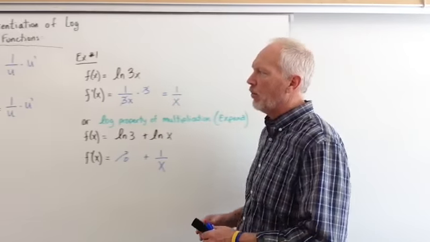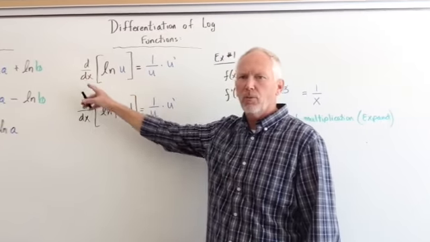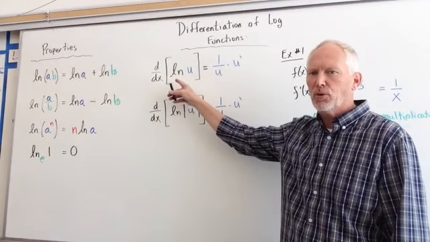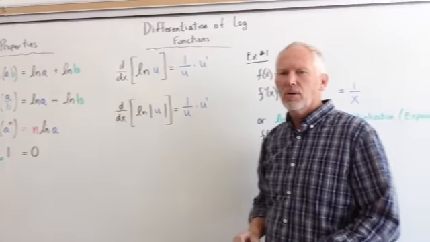And here we go, review one more time. The derivative with respect to x of ln of u is 1 over u times u prime.